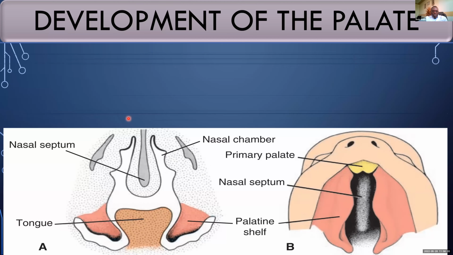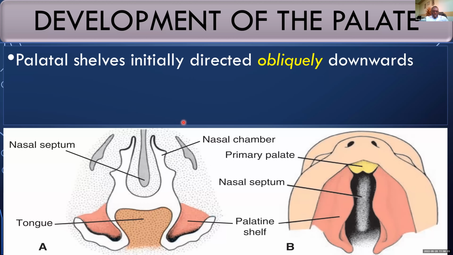Let's look at that. We look at how the palatal shelves from the maxillary prominences develop. So if this is the maxillary prominence, that and that, these are coronal sections at the level of the developing mouth and the nasal region. You can see even the nasal septum developing there at this point. Originally, those palatal shelves are oriented obliquely downwards, as we can see. So they're somewhat directed towards the base of the tongue down there.